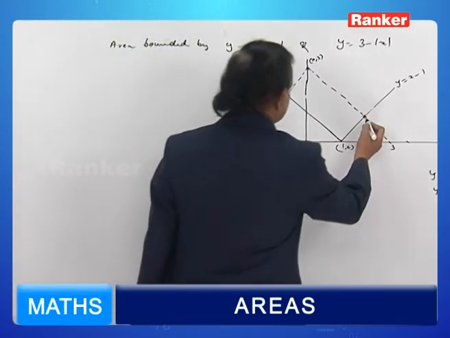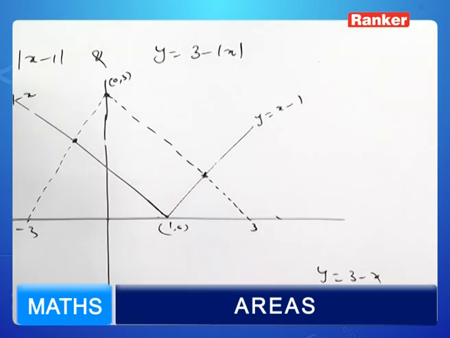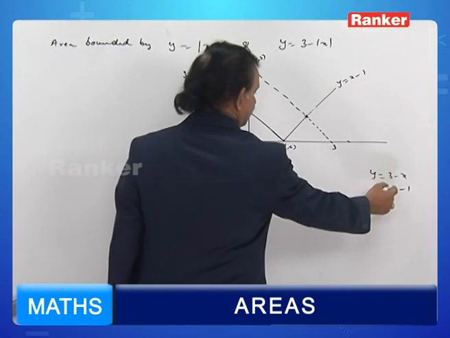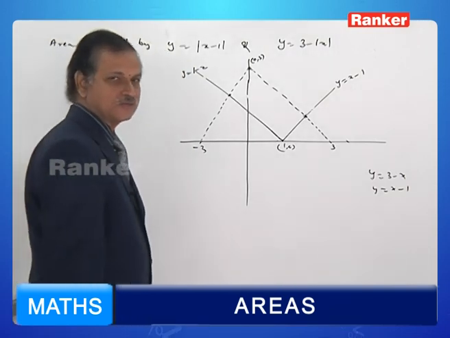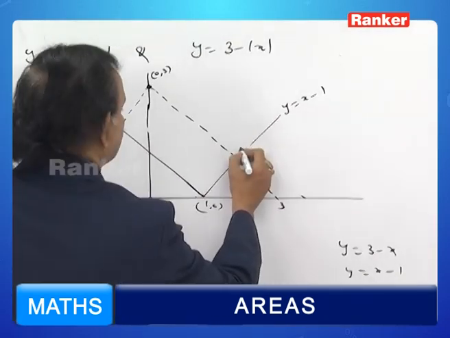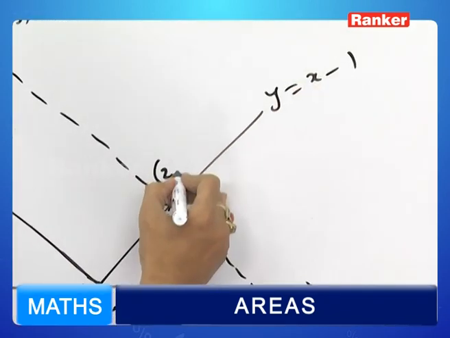Let us find these points of intersection. y is equal to 3 minus x and y is equal to x minus 1. Where do they meet? 3 minus x is equal to x minus 1, so that 3 plus 1, 4, is equal to 2x, or x is equal to 2. Hence, for this point, the x coordinate is 2. If you put x equal to 2 here, y will be 1.